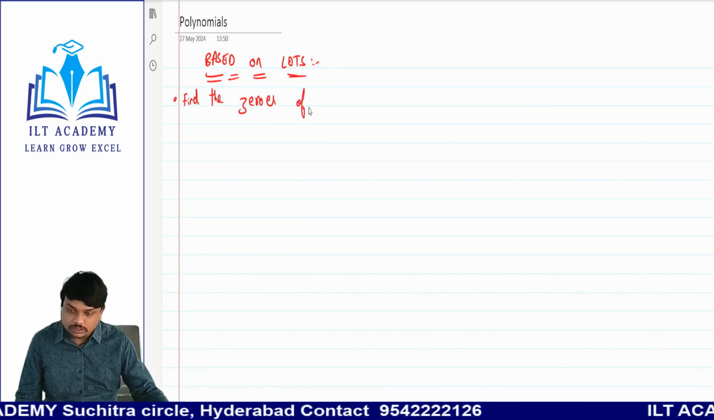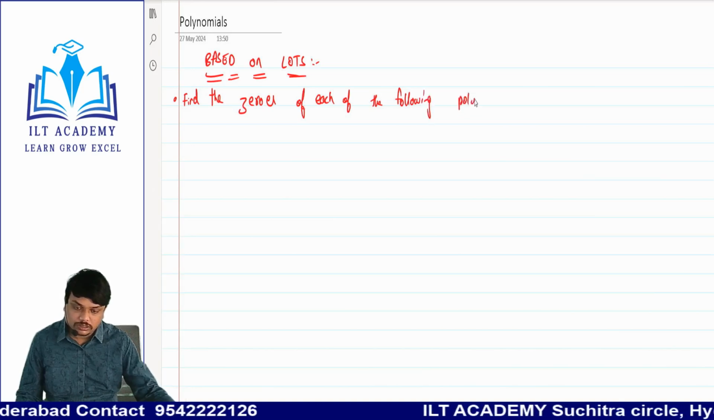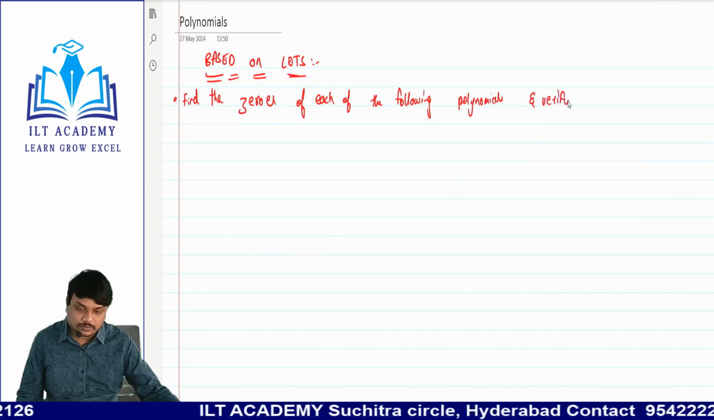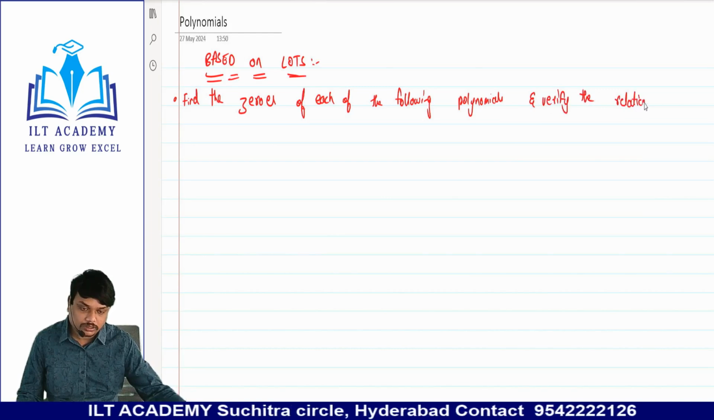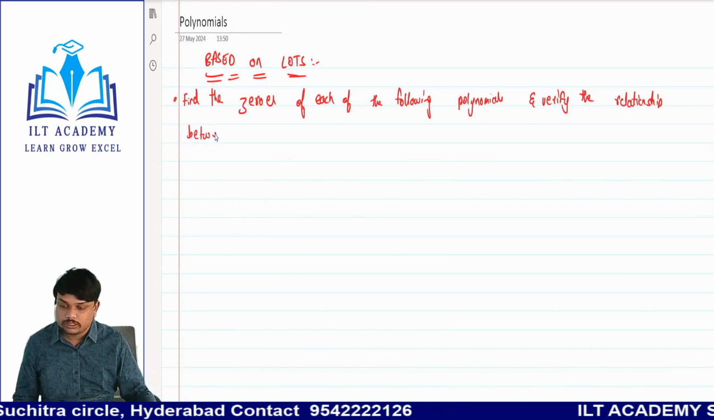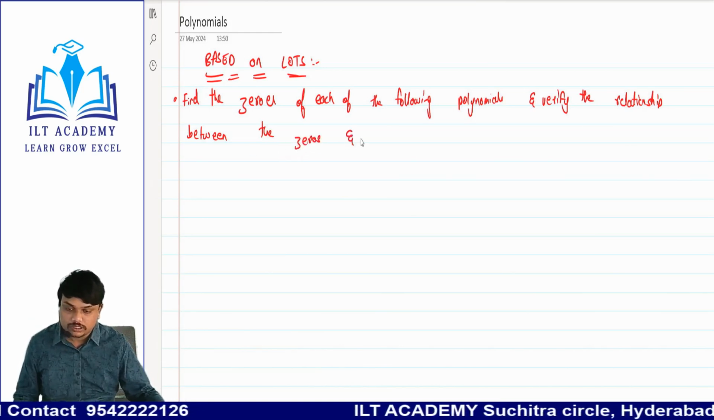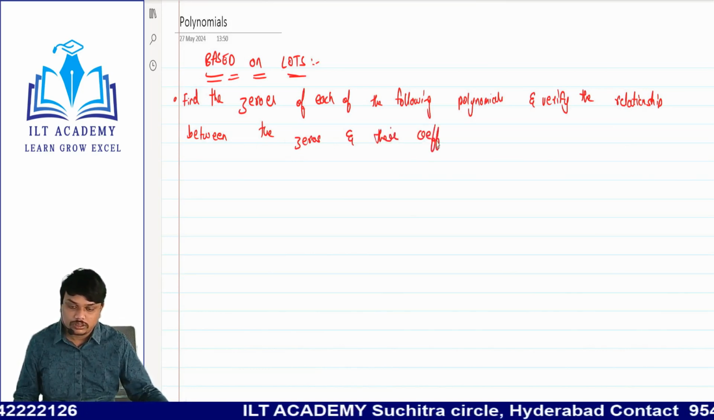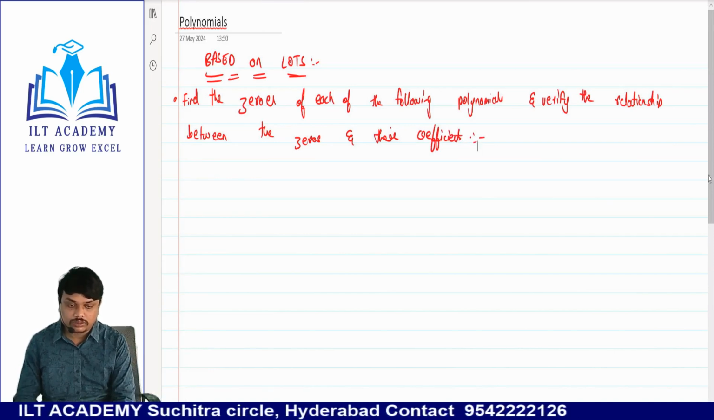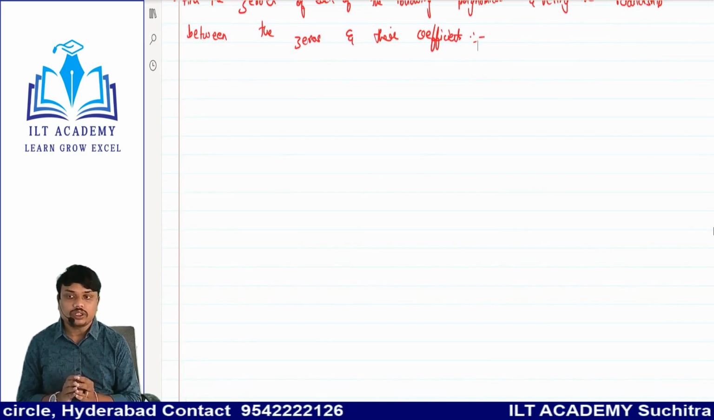Find the zeros of each of the following polynomials and verify the relationship between the zeros and their coefficients. Now the question is straightforward. We need to find the zeros and we need to verify the relationship.